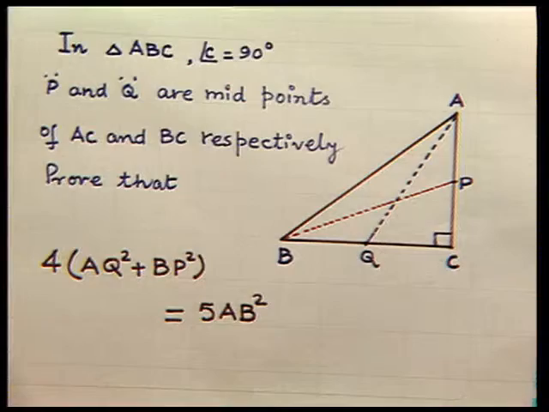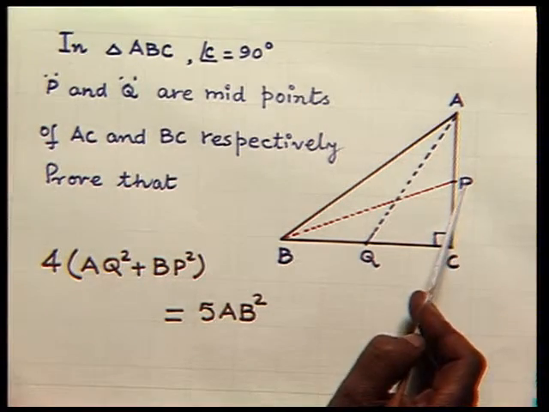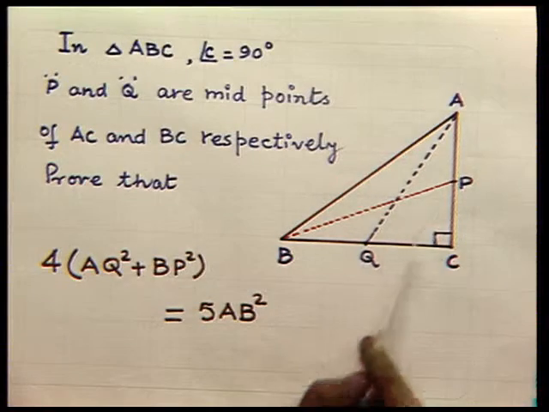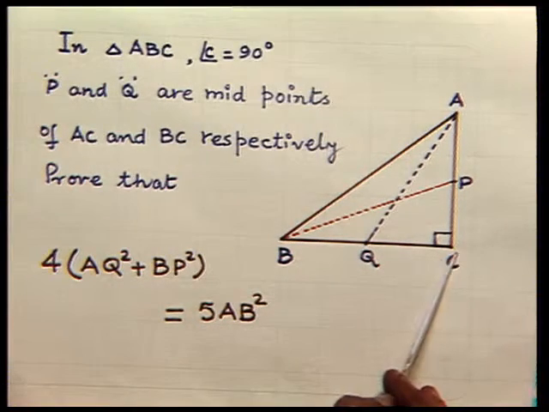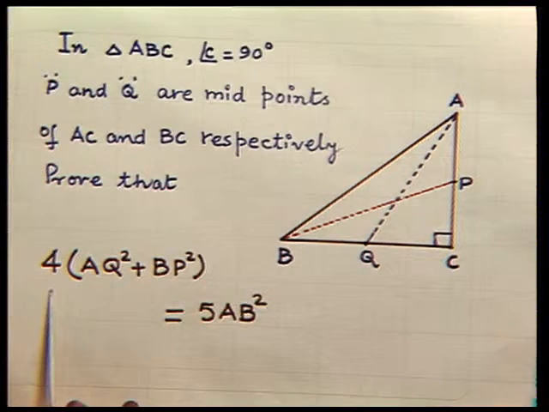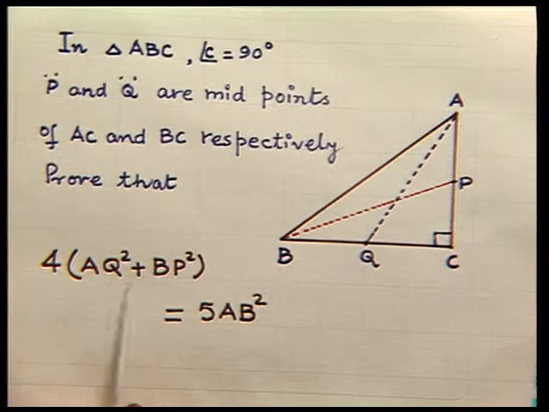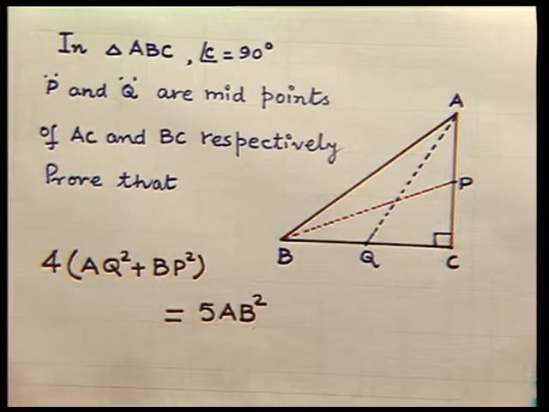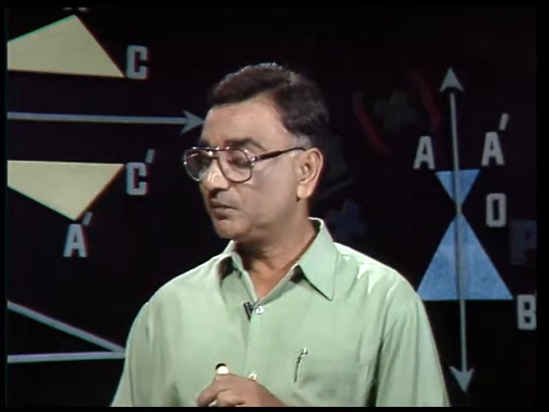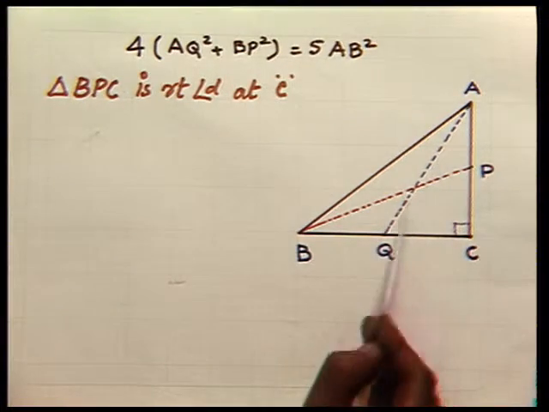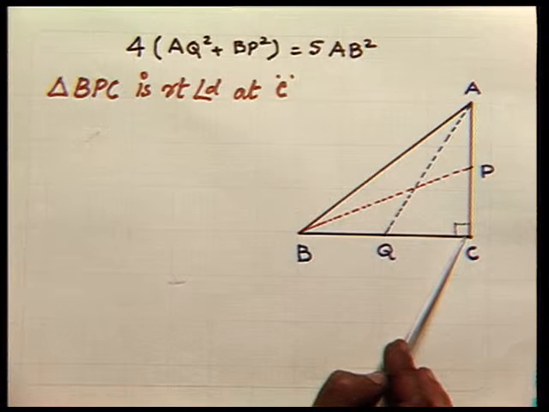Now, here in another problem, we have a triangle ABC in which P and Q are midpoints of AC and BC respectively, and we have to show that 4 times AQ squared plus BP squared is equal to 5 times AB squared. Now, to show this result, that is AQ squared plus BP squared, first let us see to which triangle AQ belongs. Now, here AQ belongs to triangle AQC, where C is a right angle.